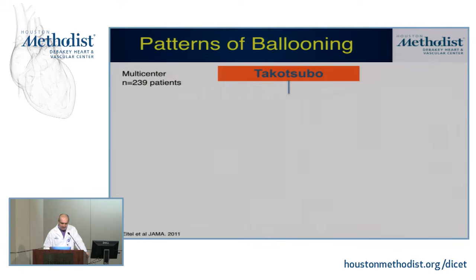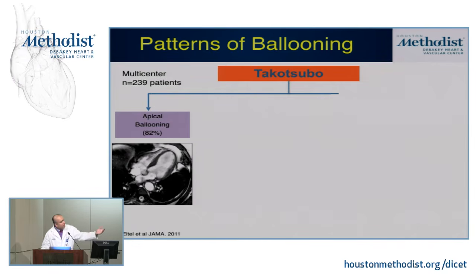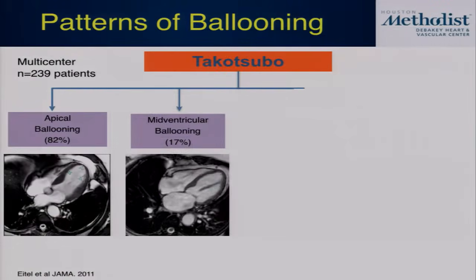I think where CMR is helpful not only in identifying the classic wall motion abnormality, but in fact has helped us in identifying differing forms of Takotsubo. So the most common form, which in this multi-center study published in JAMA, was the apical ballooning pattern, which they saw in about 82% of their patients. But then you also have some patients who have more of a mid-wall ballooning pattern, as is shown here, and that was present about 1 in 5.